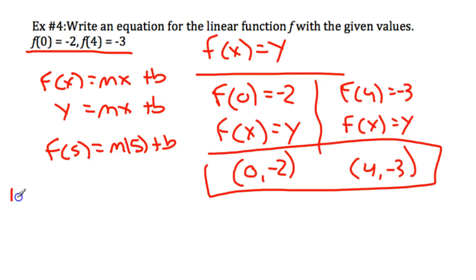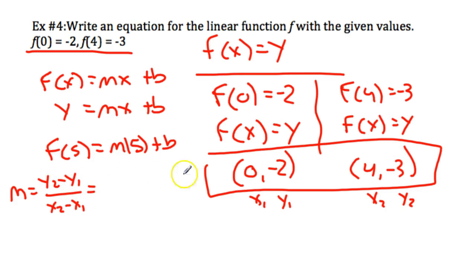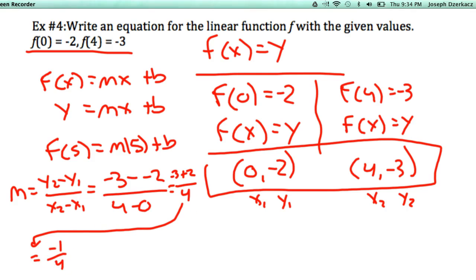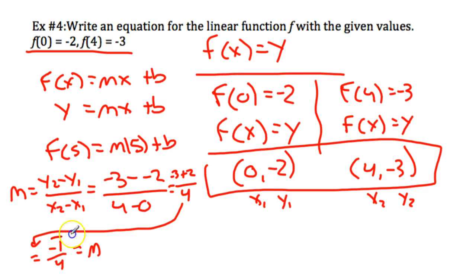So we need to find the slope first. That's m equals y2 minus y1 over x2 minus x1. I'm going to call this x1, y1, x2, y2. So my y2 is negative 3 minus my y1, which is negative 2. My x2 is 4 and my x1 is 0. So this simplifies to negative 3, a minus the negative becomes plus, so this is negative 3 plus 2. And this is 4 minus 0, that's 4. And then negative 3 plus 2 becomes negative 1. So I'll bring this back down over there. This is going to equal negative 1 over 4. So your slope is negative 1 over 4.